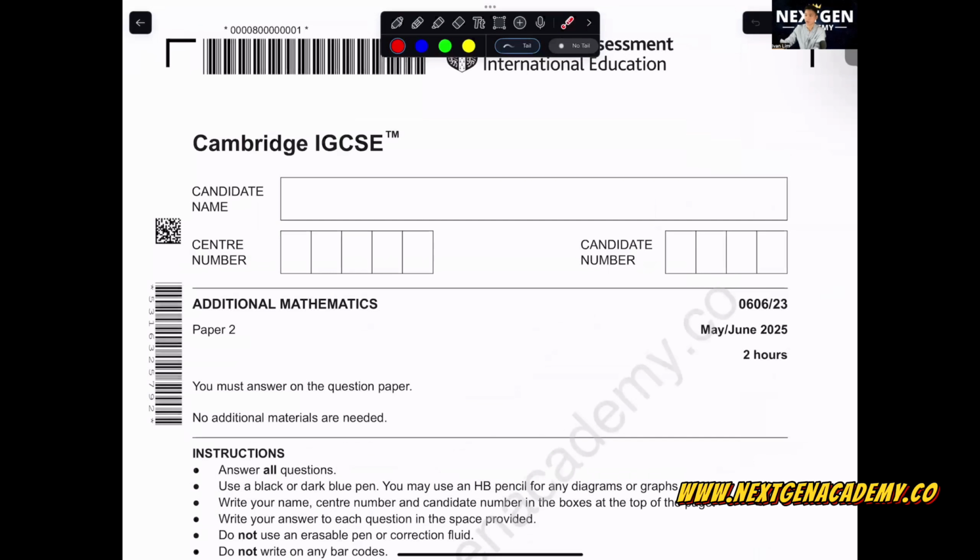Alright, okay, welcome back my NextGen family. Today we are going to go through the last paper of this entire series, May-June 2025, paper 2-3. Not the easiest paper to do. I think there are a few tricky questions, so be careful.